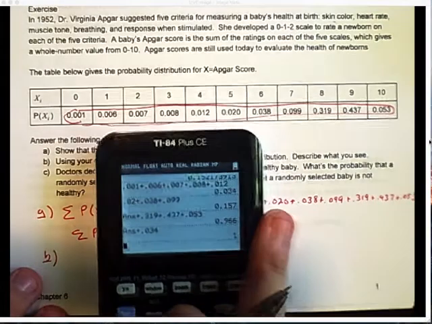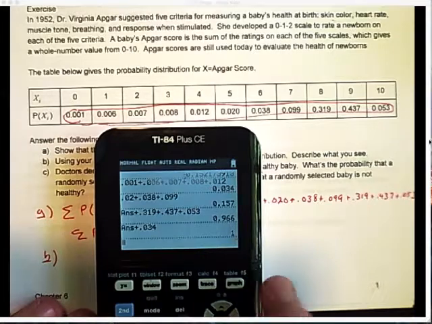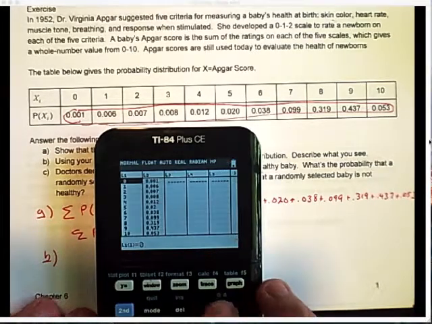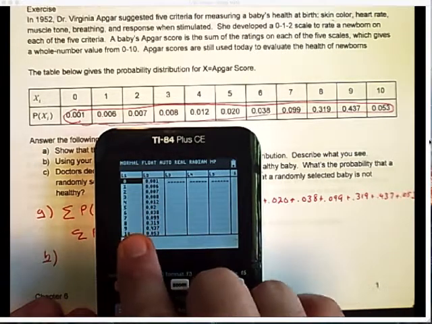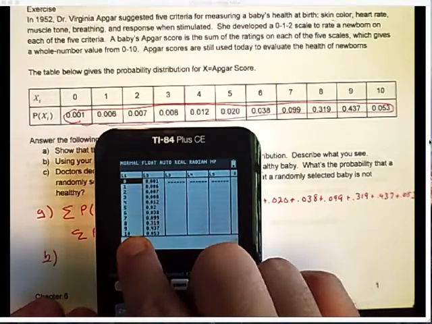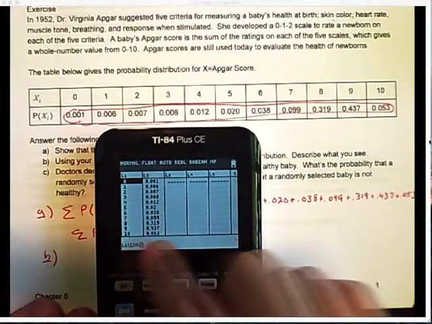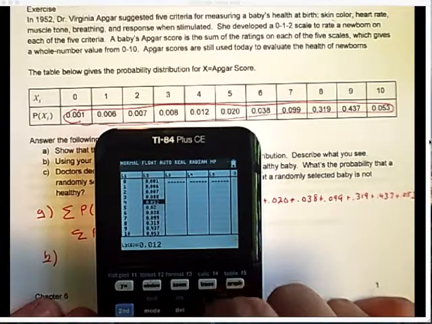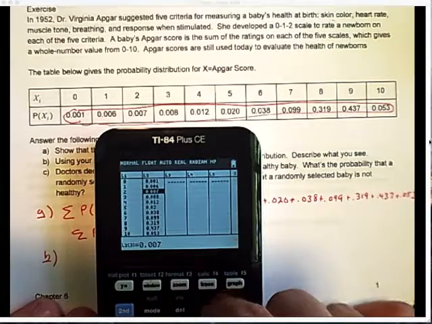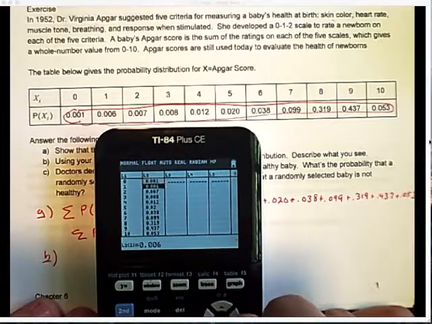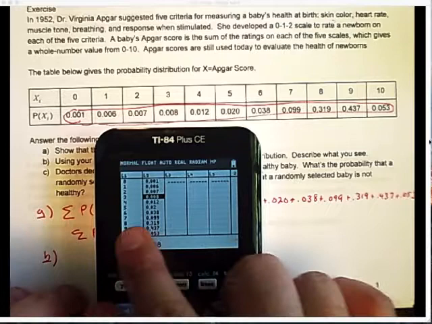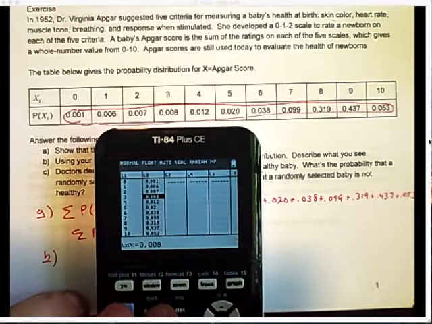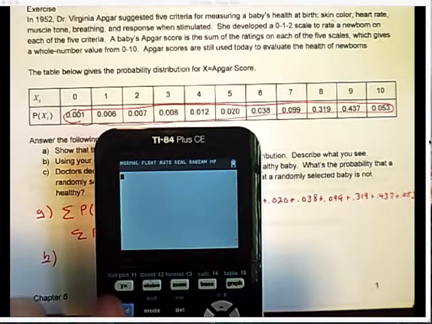So the way I'm going to do this is if I go under my lists, in list 1, I'm going to type in all the APGAR scores between 0 and 10. I've already done that. And in list 2, I'm going to type in their associated relative frequencies. The probabilities are actually the relative frequencies. So when you have that data entered, go ahead and quit out of that.